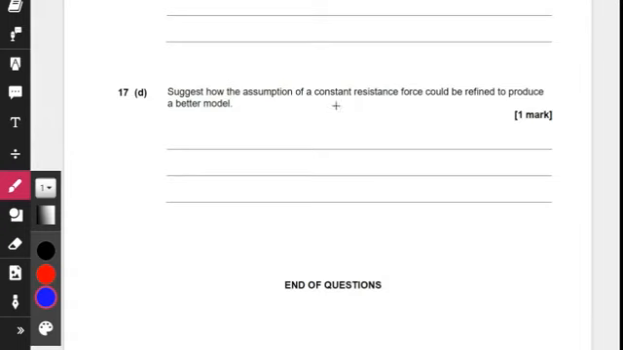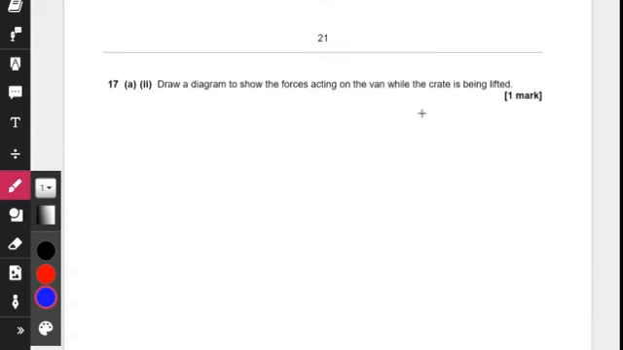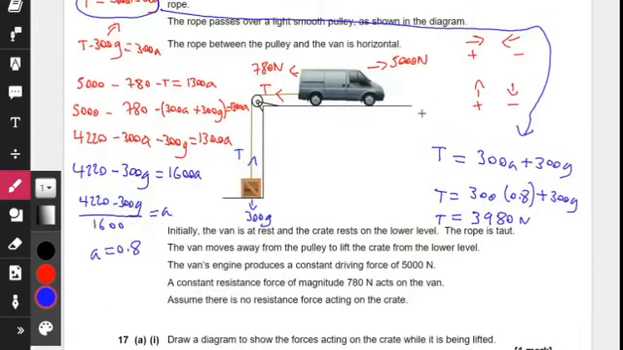And then afterwards it says, suggest how the assumption of a constant resistance force could be refined to produce a better model. Well, the idea here is that the resistance force wouldn't be constant. As the van accelerates, its velocity increases, so the resistance force might increase too. If you think about air resistance, for example, it is likely to increase as the velocity of the van increases. And that's it.